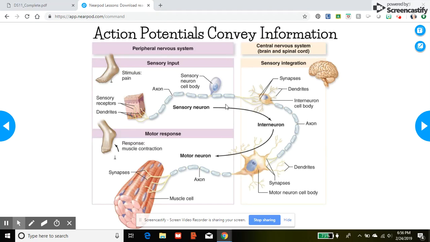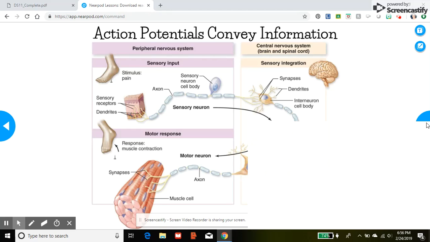So this is kind of that interneuron, right? So we have that sensory neuron here, the interneuron, and that's going to create that motor response. So we have this interneuron here within the central nervous system, and the end of that axon is going to connect here. We're going to have some synapses going on, and that's going to create a response in my muscle that's physically going to move. So the entire purpose of this is that these action potentials, this electrical impulse, is going to convey information.